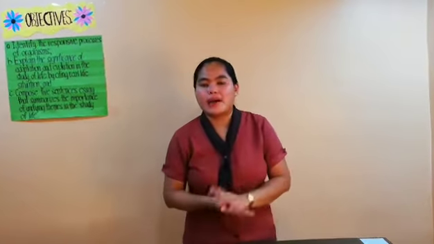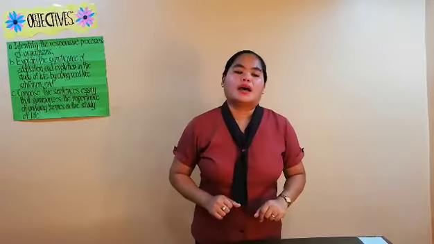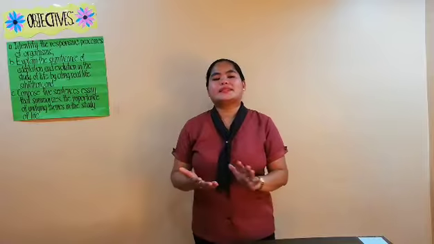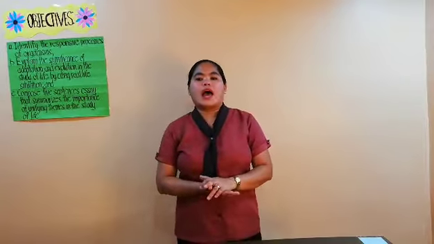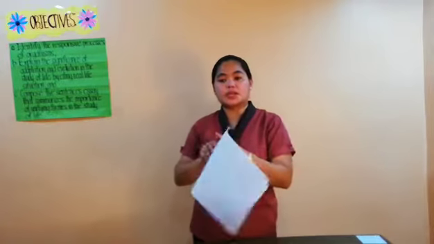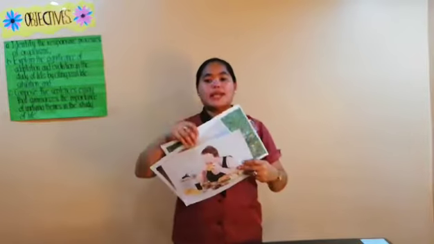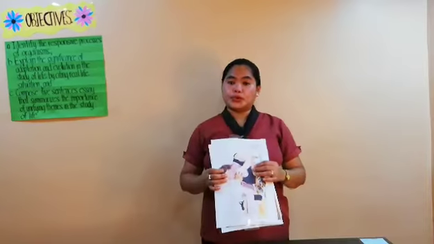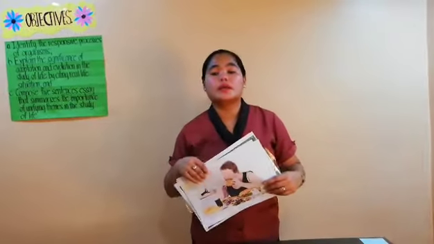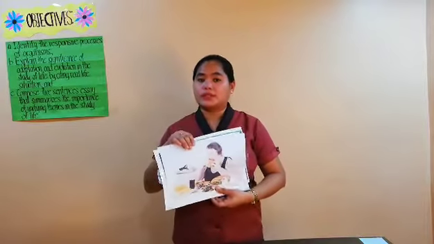But before that, at this juncture, let us have an activity. Let us divide the class into 3 groups. After you count off, proceed to your respective groups. The title of our activity is picture analysis. I will give you 2 minutes to observe these pictures, then share your thoughts and opinions or ideas to your group, then choose one representative from your group to answer the questions later.